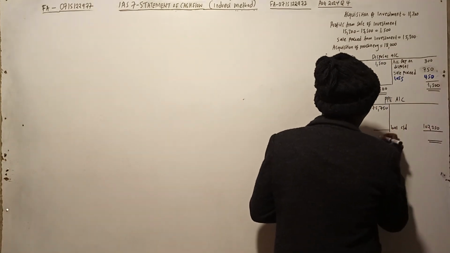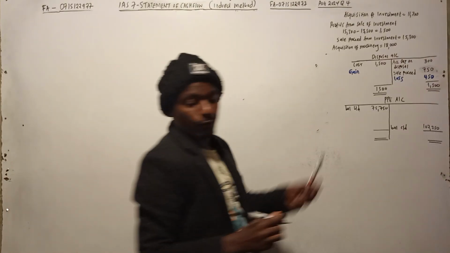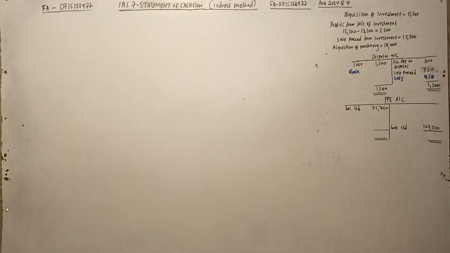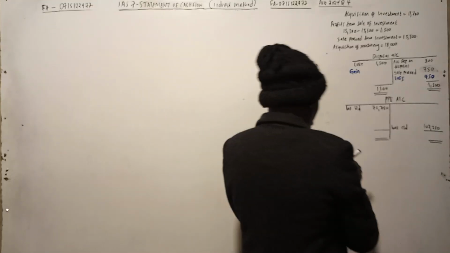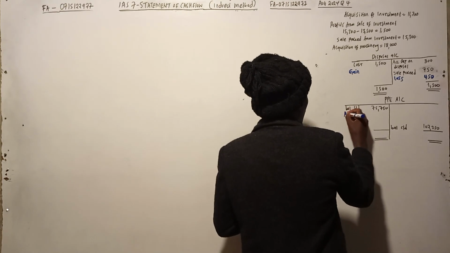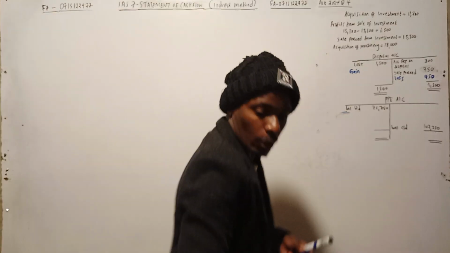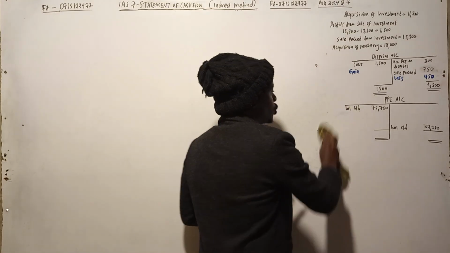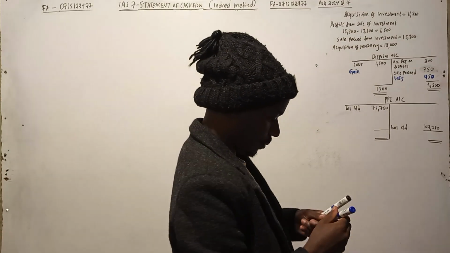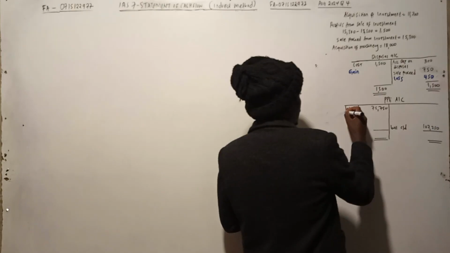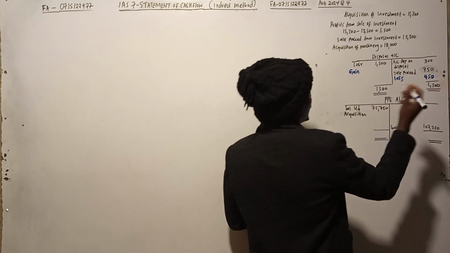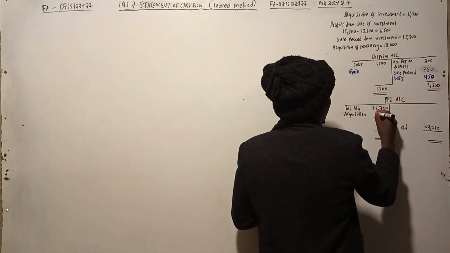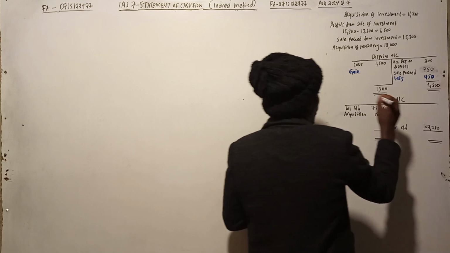Now, before we get the balancing figure, let us look for the items which affect this account. One of those items is acquisition. We know we had acquisition of machinery here. Machinery is a PPE account. Here we have 18,000. That's one item.